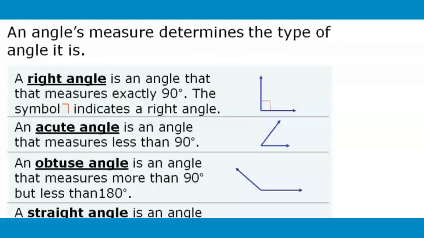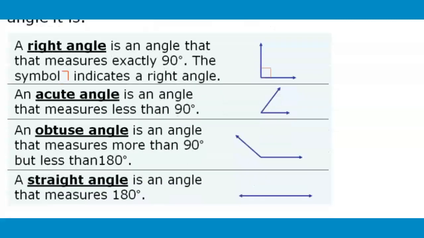Types of angles that I'm sure you know. A right angle is an angle that is exactly 90 degrees. It's indicated by that little box in the corner most of the time. If you see that box, you know immediately it's 90 degrees. An acute angle would be less than 90 degrees. An obtuse angle is greater than 90 degrees, but less than 180 degrees.